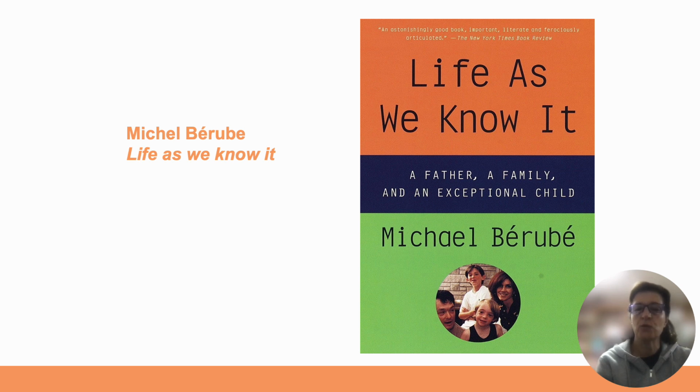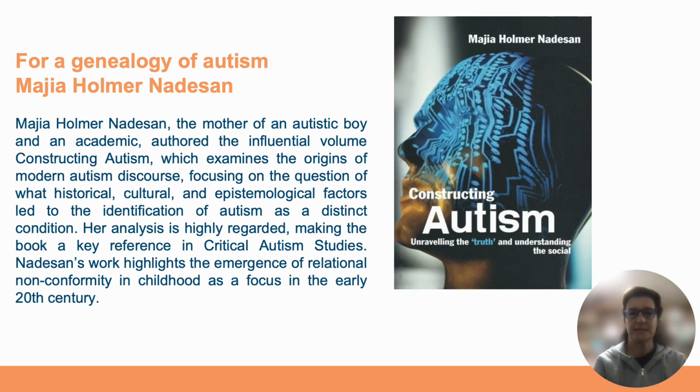Parents played a key role in demanding better services and advocating for their children's needs, as this book, Life as We Know It, demonstrates. Maya Holmer Nadesan, the mother of an autistic boy and an academic, authored the influential volume Constructing Autism, which examines the origin of modern autism discourse. Her work shows how historical, cultural, and epistemological factors shape the way autism is understood, particularly as a form of relational nonconformity in childhood.